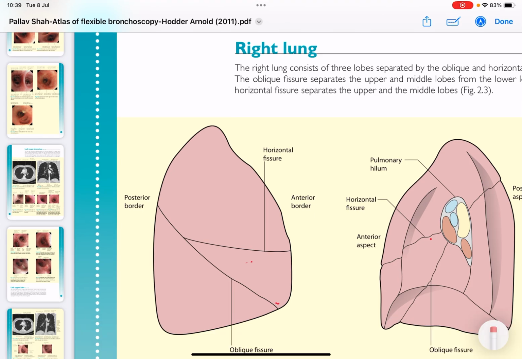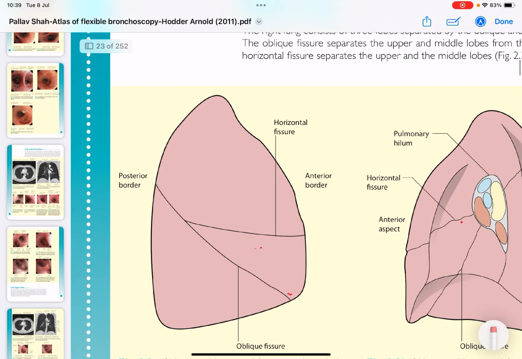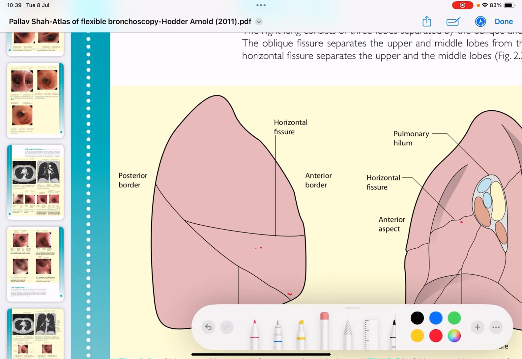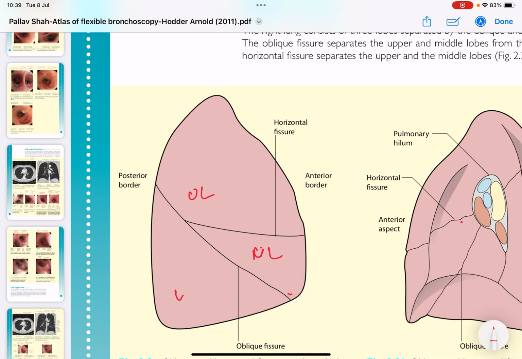You all know that there are two lungs, the right lung and the left lung. The right lung has three lobes: one is the upper lobe, one is the middle lobe, and one is the lower lobe, which are separated by two fissures, one oblique fissure and one horizontal fissure. The oblique fissure divides the upper and middle lobes from the lower lobe, and the horizontal fissure separates the middle lobe from the upper lobe.